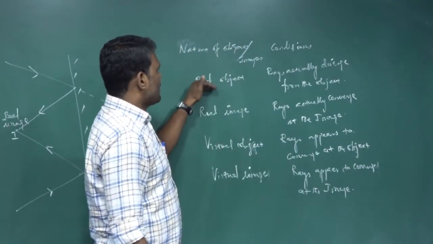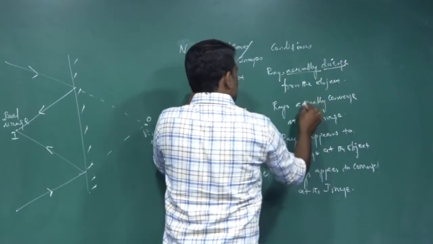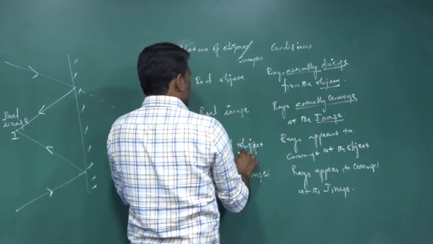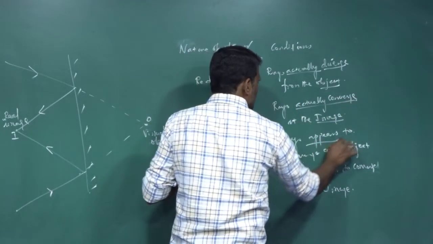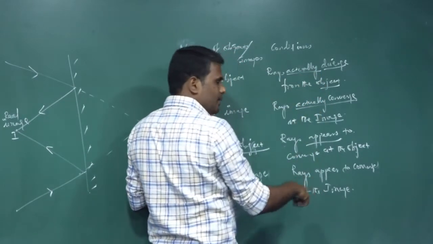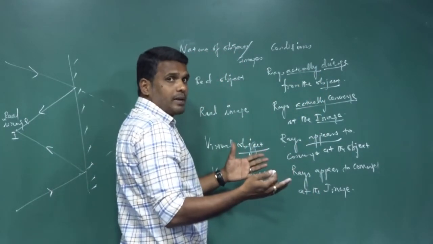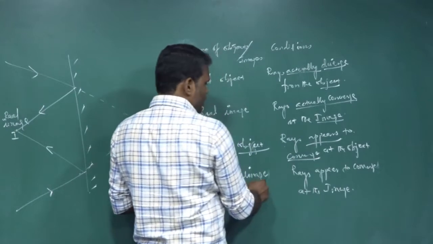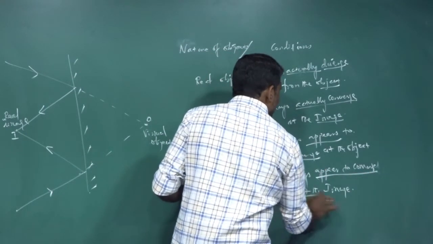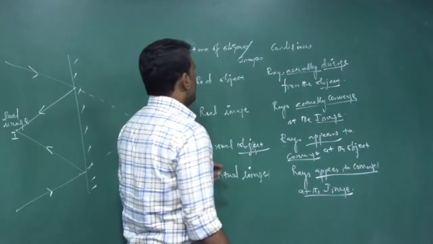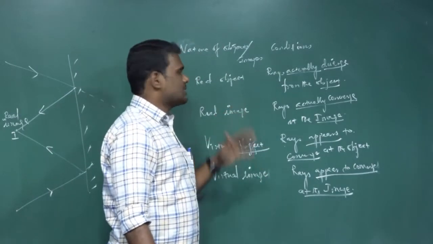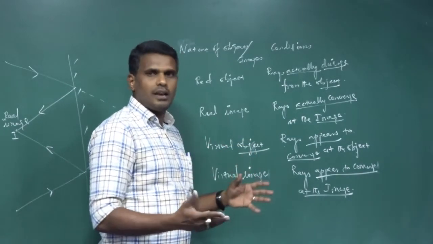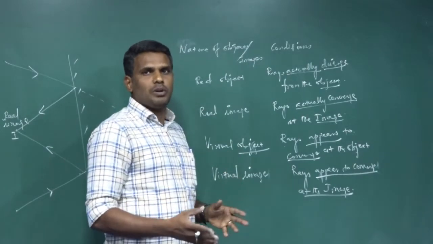See the statements. For a real object, rays actually diverge from the object. For a real image, the rays actually converge at the image. For a virtual object, the rays appear to converge at the object. This is actual, it's happening, and this appears to be happening. And for virtual images, the rays appear to converge at the image. If you are very clear with these conditions, you can easily identify the nature of the object and image, whether it is a real object or virtual object, or real image or virtual image.